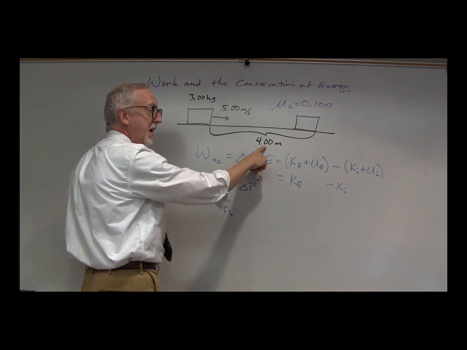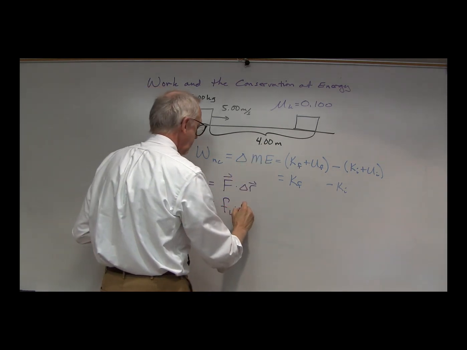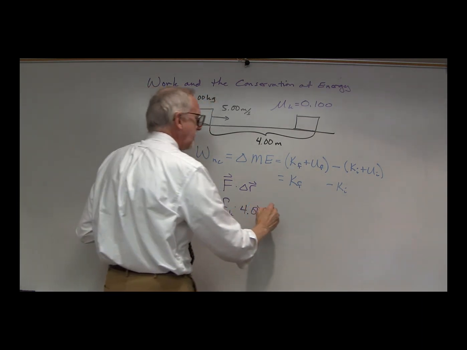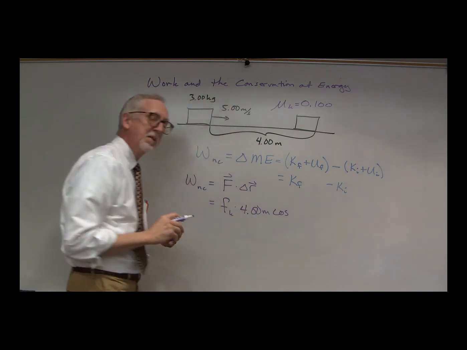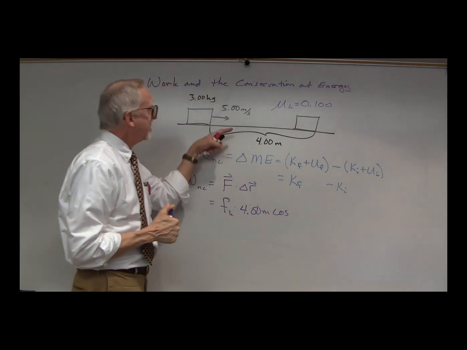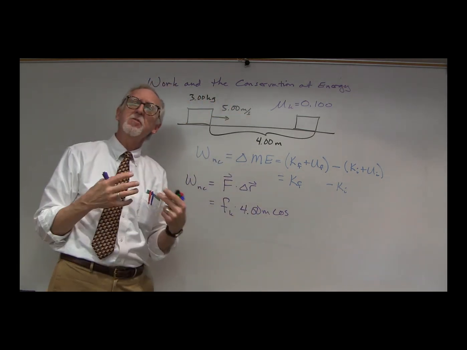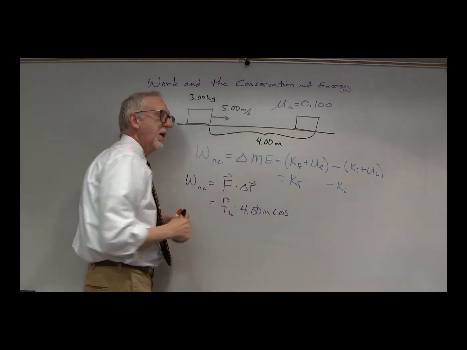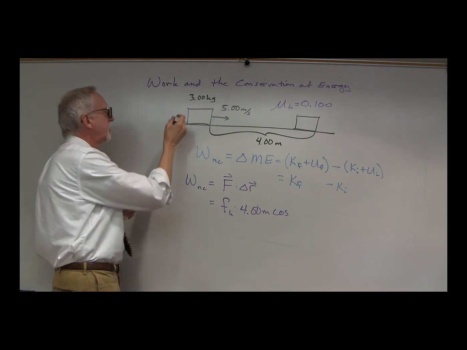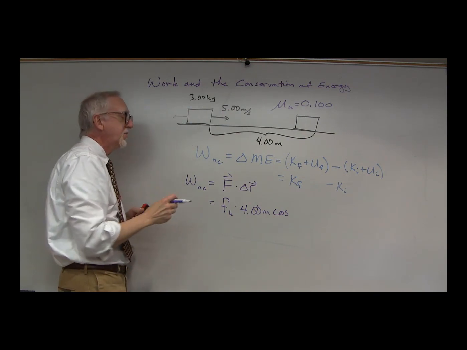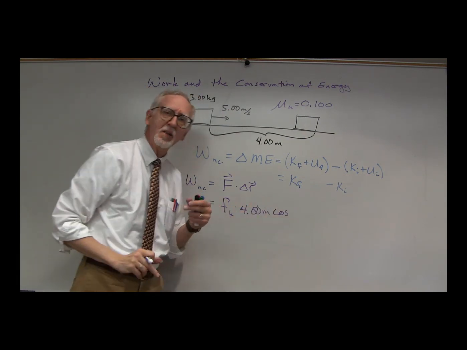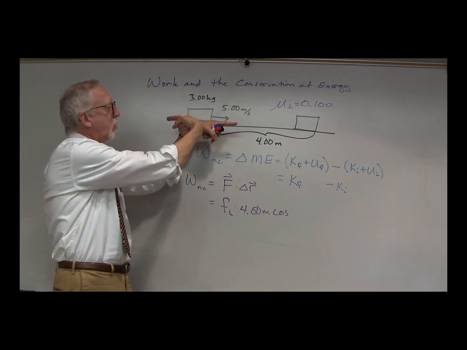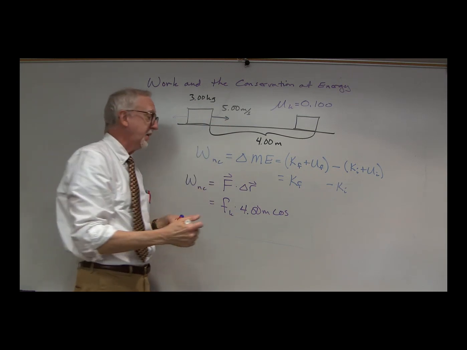The displacement is now 4 meters, times the cosine of the angle between them. Now, let's think about that for a second. Our displacement is to the right. What is the direction of our frictional force? So, if the object is sliding to the right, the friction is to the left. So what is theta? What is our angle here? Displacement, delta r, force this way. The angle is 180 degrees.